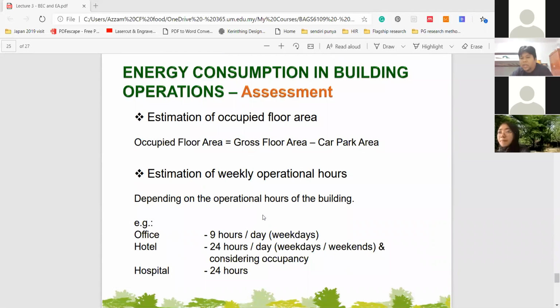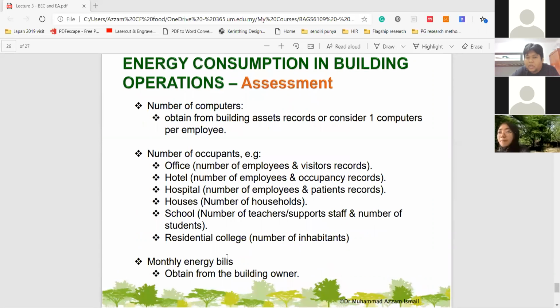And then estimate the occupied floor area. You get the drawings, of course, soft copy, okay. So you should be able to estimate the GFA for the building accurately. And then you can also come up with the net floor area as well. Take out the car park area, and then based on interviews and whatnot, you should be able to get the operating hours.